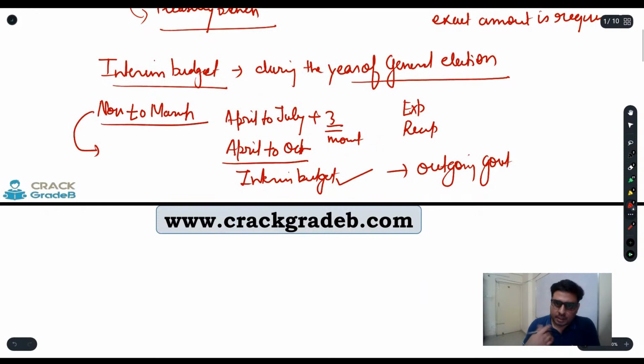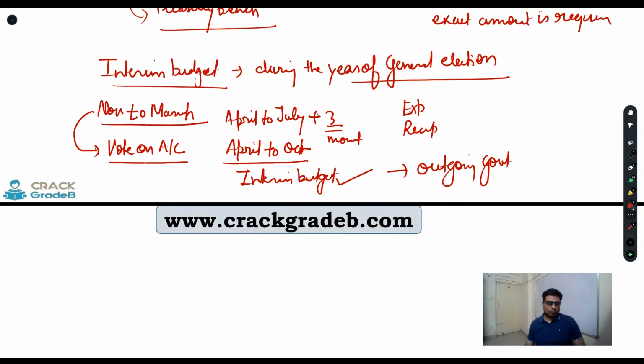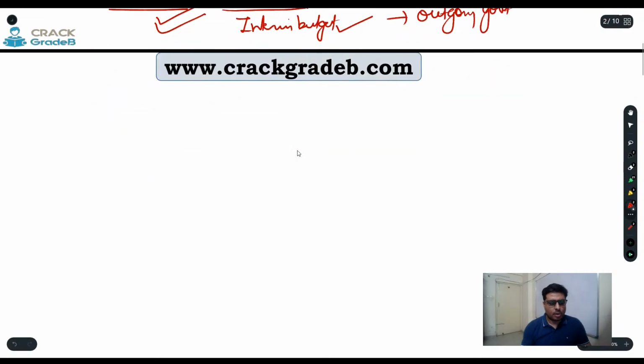So what budget are they going to present for the remaining financial year? Listen very carefully. For the remaining financial year, whatever they are going to present, that is known as vote on account. This will be known as vote on account. Now the question is why it is known as vote on account, right? Don't need to focus here right now. I will explain you what is vote on account in detail.